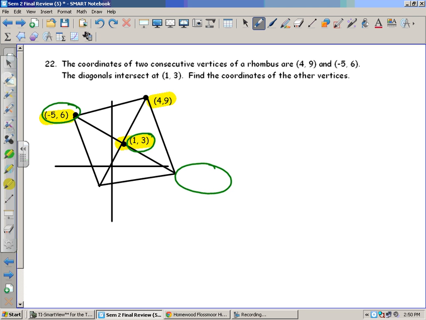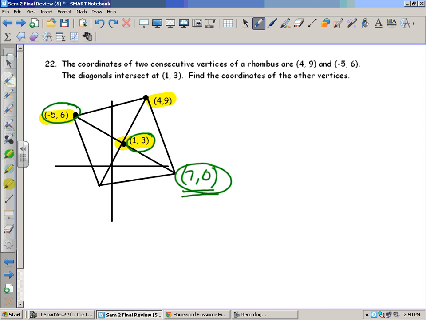So the way that we just look at this, well, if (1, 3) is the midpoint, I could do it algebraically, and I can show you that. But basically all you're going to do is say -5 to 1 goes up 6. So to go up 6 more, I would be at 1. 6 to 3 goes down 3, so I go down 3 more, and this point would be at (7, 0).